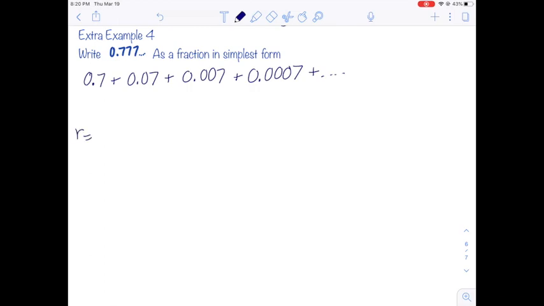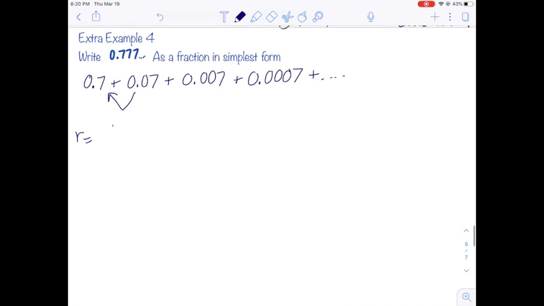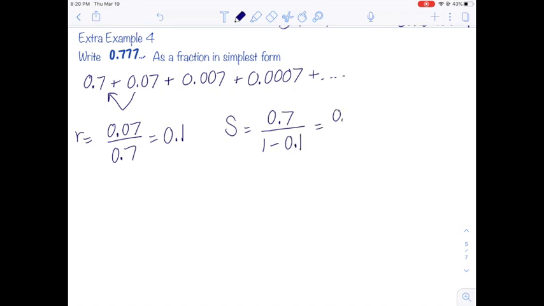I need my r value, my common ratio. I'm going to take my second term divided by my first term, simplify it a little bit, and I get 0.1 is my common ratio. So the sum of this infinite geometric series would just be 0.7, which is my first term, divided by 1 minus my common ratio of 0.1, and I get 0.7 divided by 0.9, which is, move that decimal, 7 ninths.